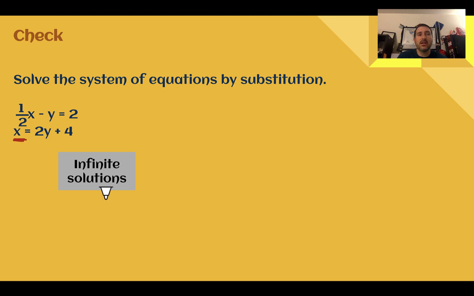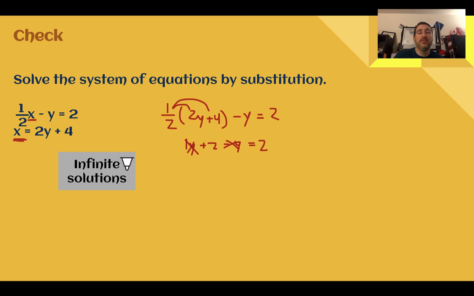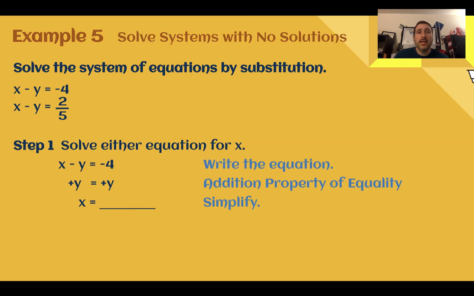Here, x is solved, so I'm going to plug in for x. I have half of 2y plus 4. This was my x, so 2y plus 4 was the same as x. Plug it in. Minus y equals 2. Half of 2 is 1, so 1y. Half of 4 is 2. Take away y, and I get 2. Positive y minus y gives me 0 y's. I end up with 2 equals 2. My variable canceled out. I have a true statement. This was infinite solutions.